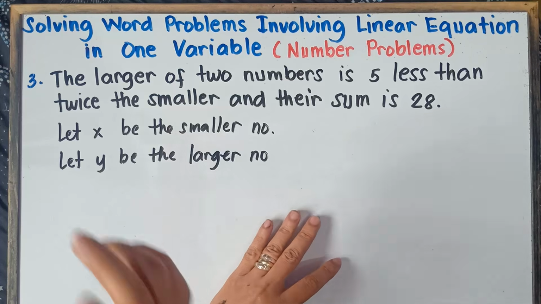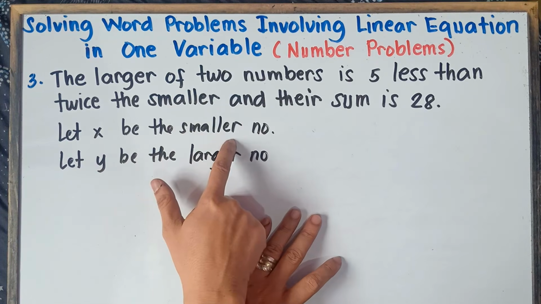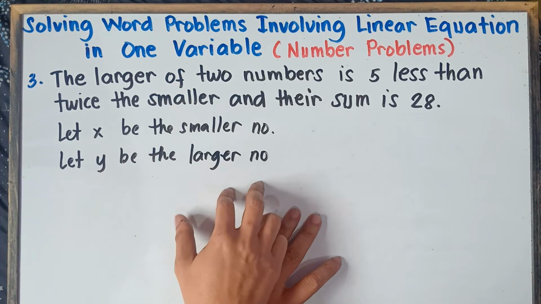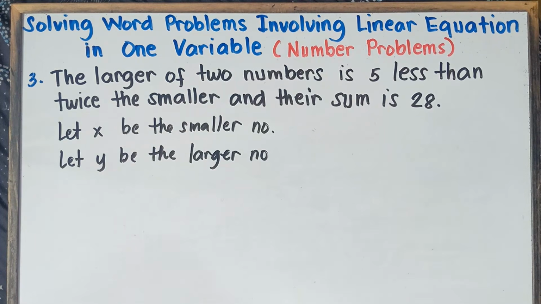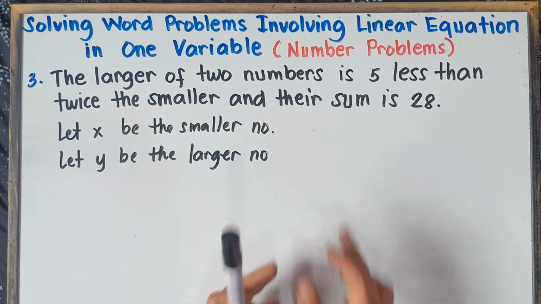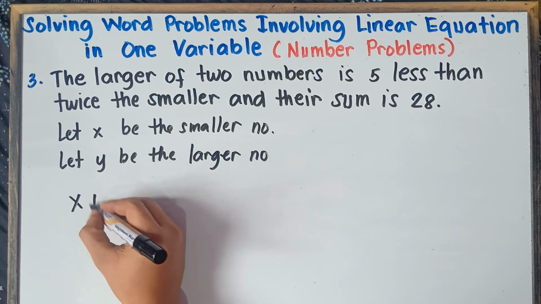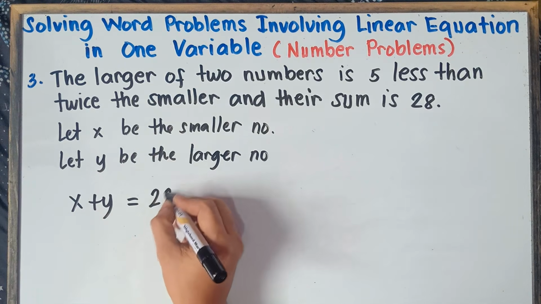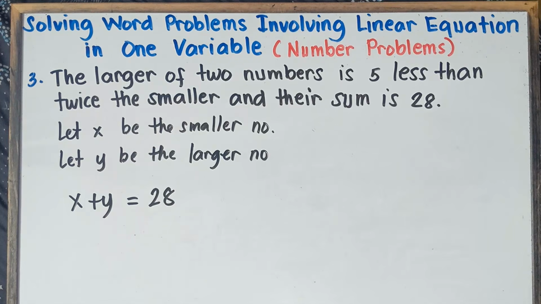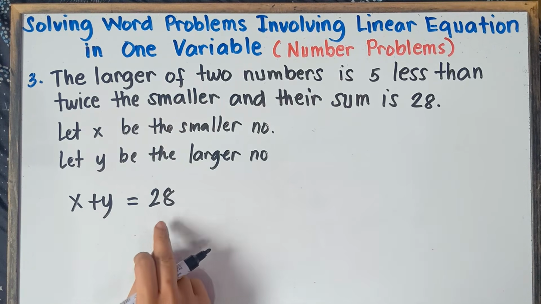That's why, class, we let x be the smaller number and y be the larger number. Now, it says there that their sum is 28. So, therefore, x plus y, the answer, is 28. Once again, x plus y equals 28. The smaller number plus the larger number is 28.